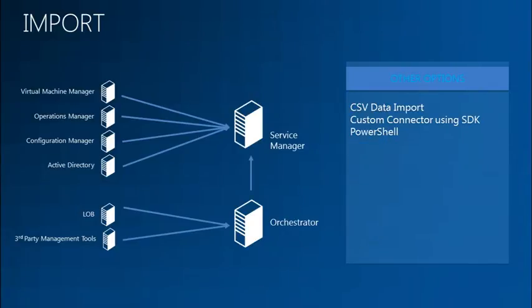Some other options for getting data into Service Manager are CSV file data imports. So in this case, you create a CSV data file. You create what we call a mapping file that tells us which column goes to which property in the Service Manager database. And then you can import that data. That can be done one time, or you can set it up to run on a schedule. You can create custom connectors using our SDK. Or we also have PowerShell commandlets that allow you to insert data into Service Manager.